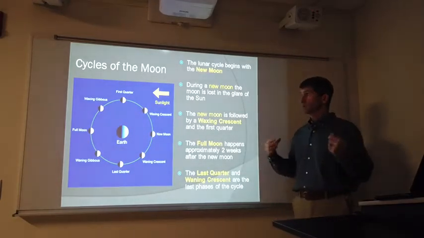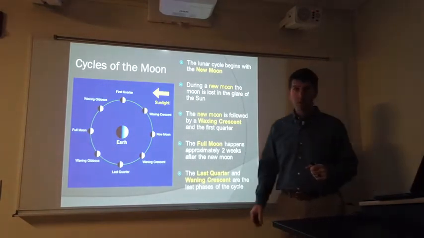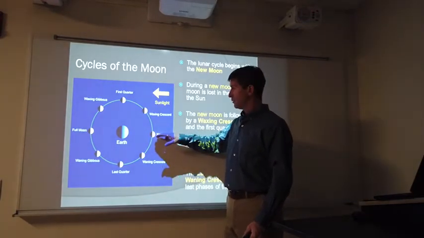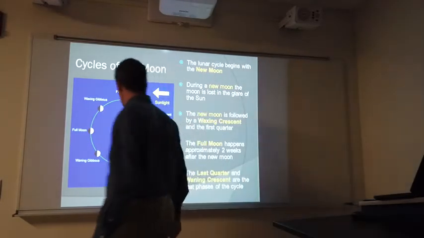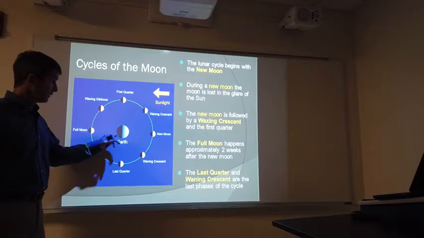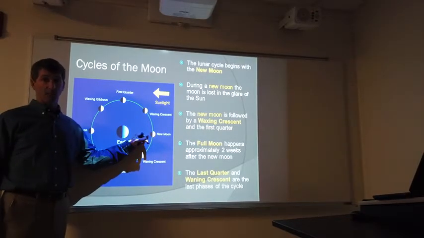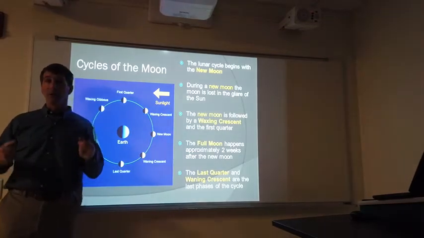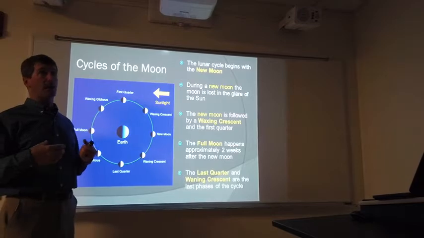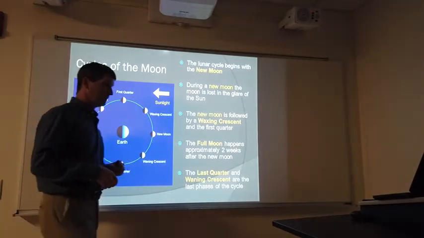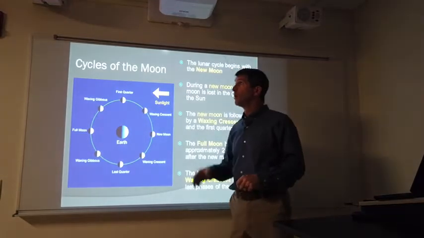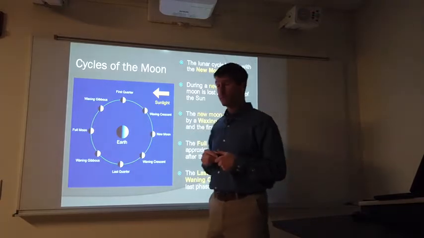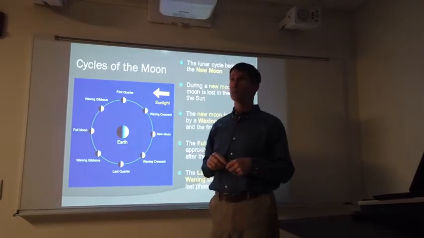Okay, so cycles of the moon, very important to know the basic parts of the cycle. We start each cycle with a new moon. Basically, when the new moon takes place, we can't see the moon because the moon is lost in the glare of the sun. If you remember from our earlier discussion, the sunlight is scattered by the air molecules, and when we look up to see where the moon is during a new moon, we're looking very close to where the sun is. The moon doesn't create its own light. It reflects the light of the sun, therefore the moon can't be seen.